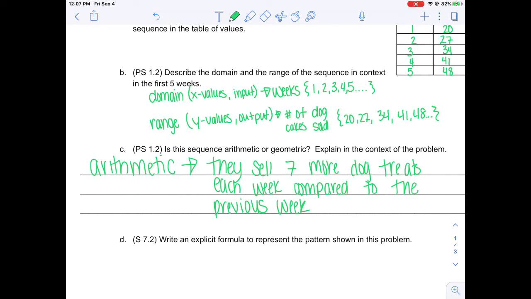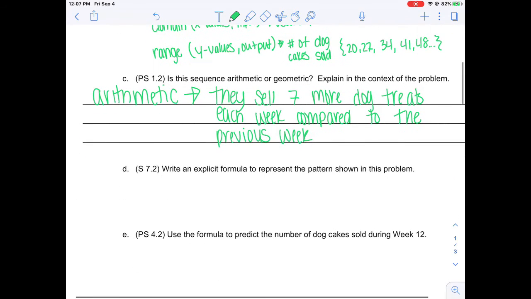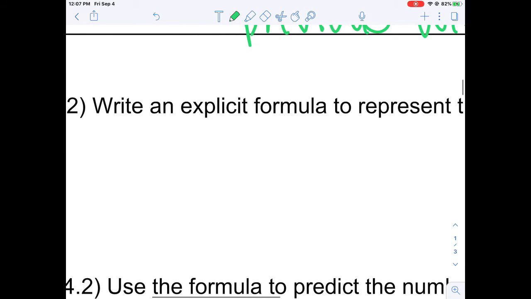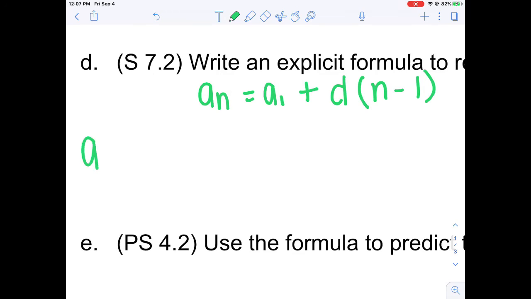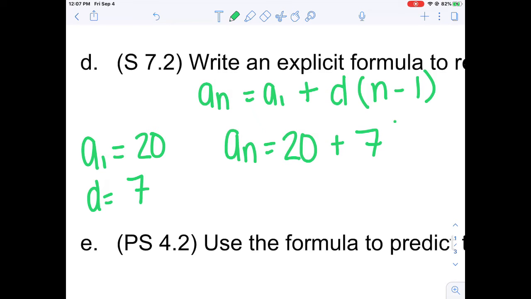Now we want to write an explicit formula to represent the pattern shown in the problem. So we said this was arithmetic. So a sub n equals a sub 1 plus d times n minus 1. Well, what was our first term? Our first term is 20, and our common difference, we added 7 dog treats each week, so our common difference is 7. So we'll plug those two values in, and we get a sub n equals 20 plus 7 times n minus 1.